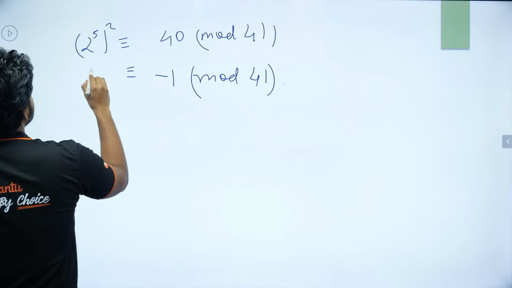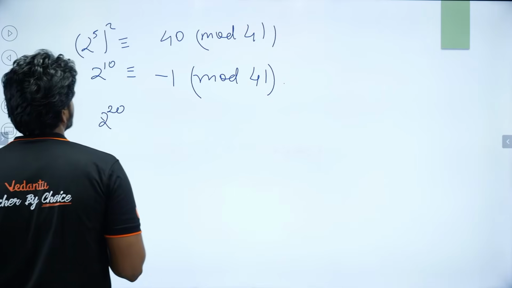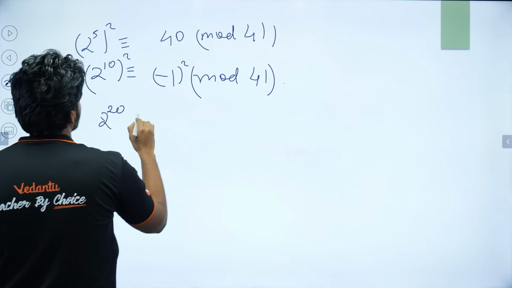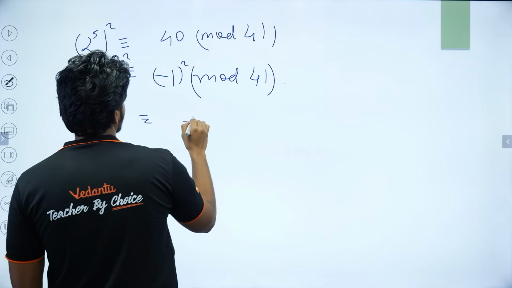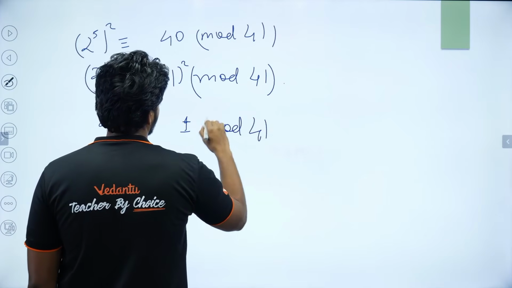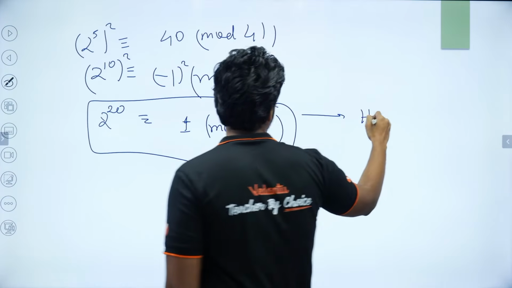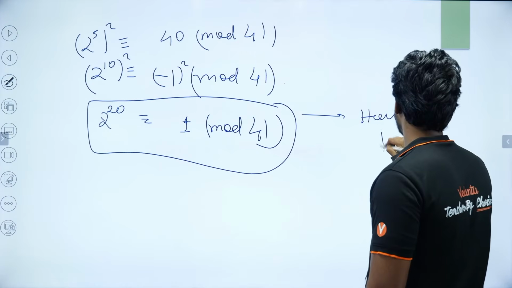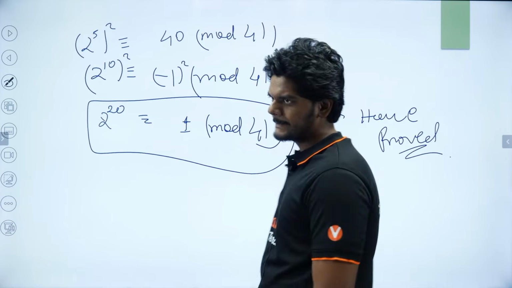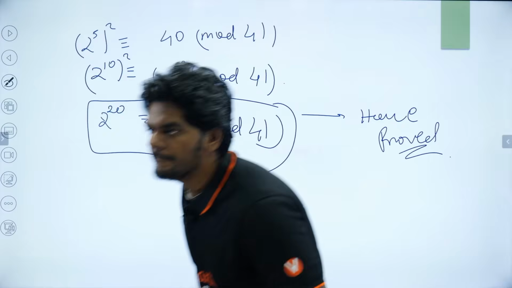So that implies this is 2 power 10 now. So we want 2 power 20. If you square it again, this is congruent to 1 mod 41. Hence proved. Is that clear?